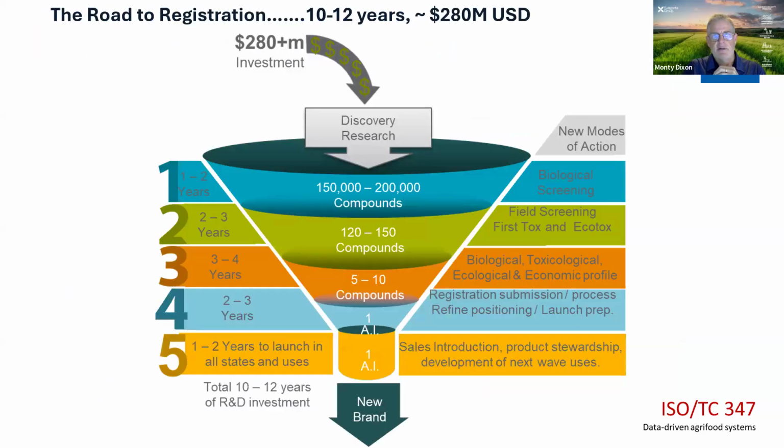It is a very time-consuming and expensive journey to bring a pesticide to market. Typically, we say 10 to 12 years and about $300 million. As this funnel represents, we start with a very large number of candidate compounds. But by the time we get through this research process and we've done all the different studies, the biological screenings, the toxicology studies, all of the different evaluations that go into it, we're lucky if one makes it all the way through the process.